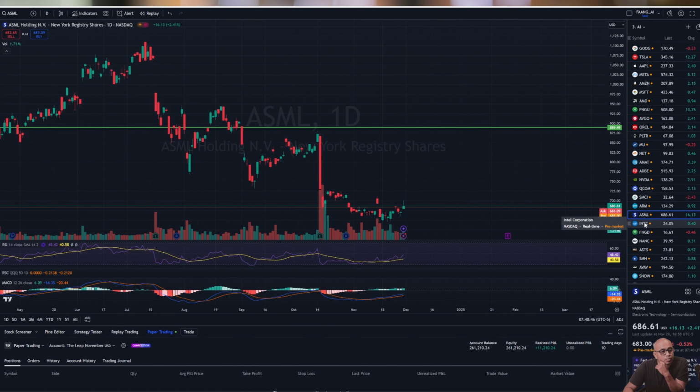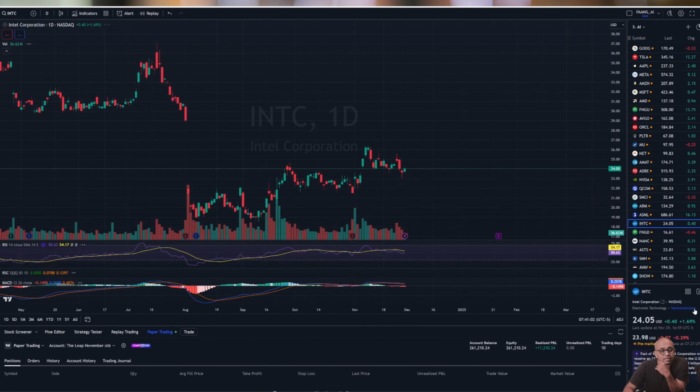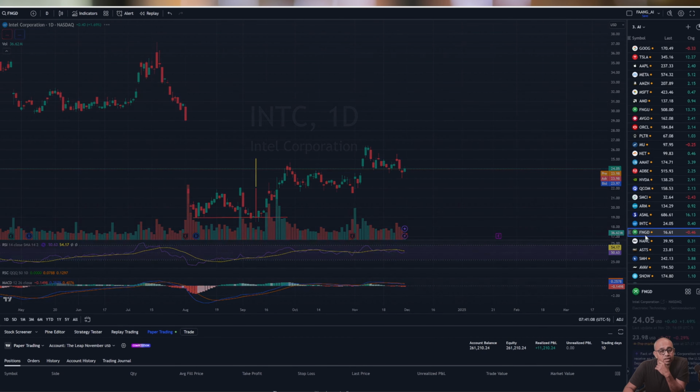ASML is down 0.53%. MACD is pretty good. Momentum is also improving rapidly. If we go above average when the market opens on the momentum, I think we're going to have a good day. But right now, it's negative 0.53% in pre-market trades. INTC, Intel Corporation, is down 0.29% in pre-market trades. Chart is looking pretty weak out here.